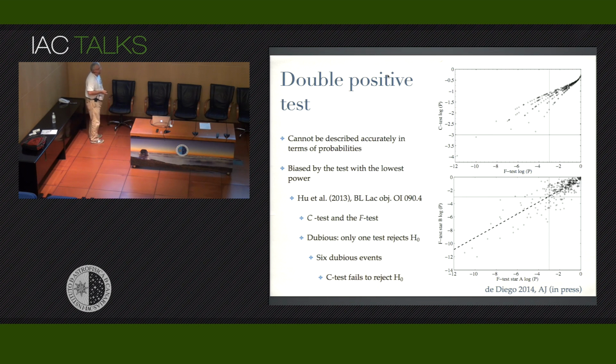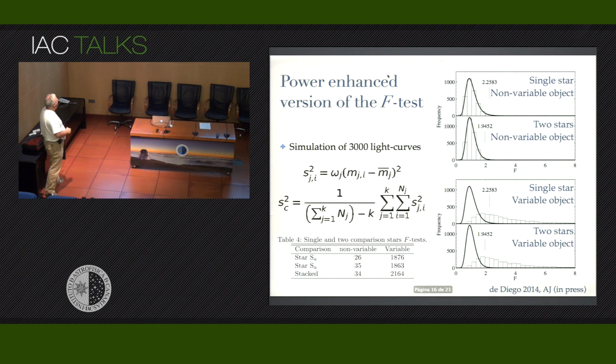So this double positive test is not the best way to study microvariability. But you may think that you can use more stars in the field to get a better estimation of the variability of the quasar. Basically, this is done in this equation, which I will not go into, but basically it says you can weight the errors of the stars so they are all at the same level as the quasar, and you can have a larger data set of comparison stars than only one star.